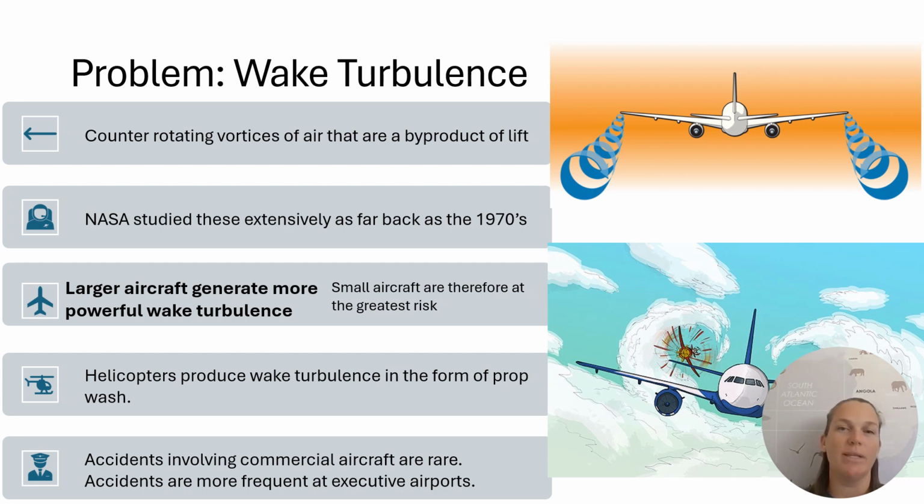So what is wake turbulence? It's rotating vortices of air that are generated as a byproduct of lift. These have been extensively studied and known about going as far back as the 1970s, when NASA used colored smoke to characterize them. Larger aircraft create more powerful wake vortices. This puts small aircraft at the greatest risk for encountering them. When aircraft encounter wake vortices, they can violently rotate, as shown in the picture on the bottom.